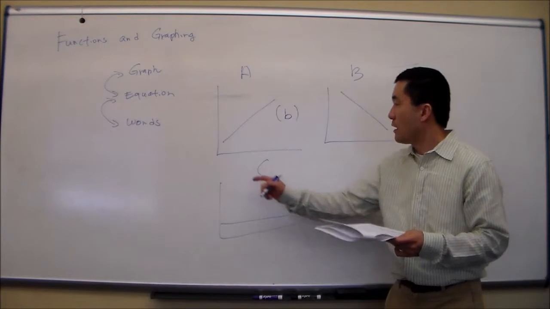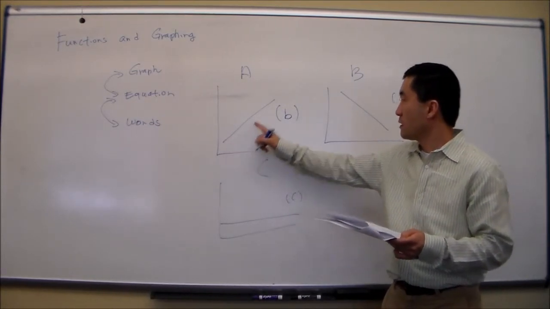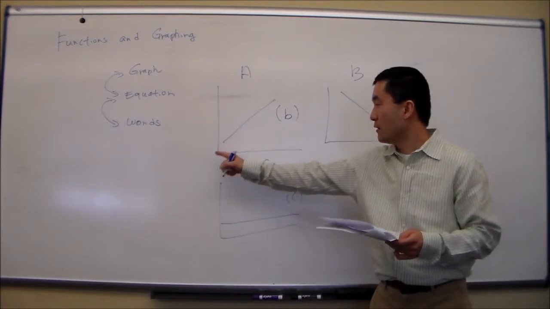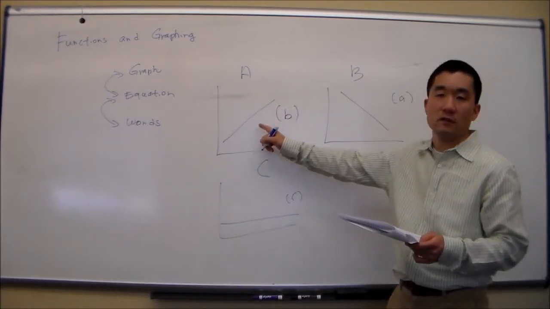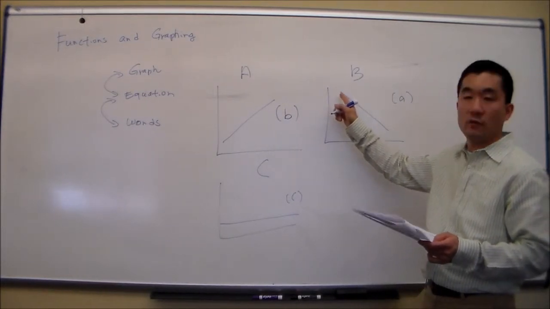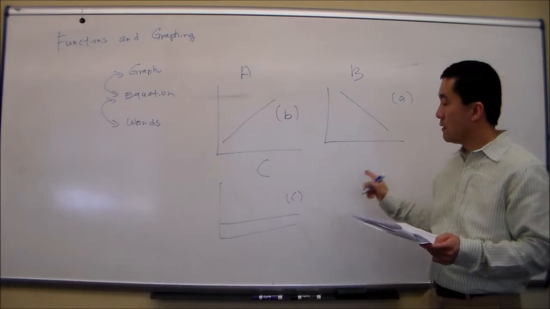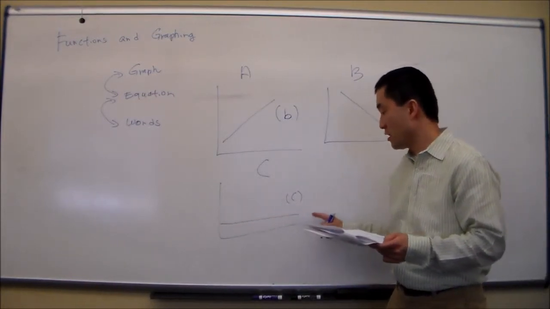So another thing you might notice is that I use the word increasing. So this is a slope. So by definition, if the graph goes from bottom left to upper right, it's considered to be increasing. So this would be decreasing. And this would be horizontal, so that's constant. Nothing, it doesn't change.